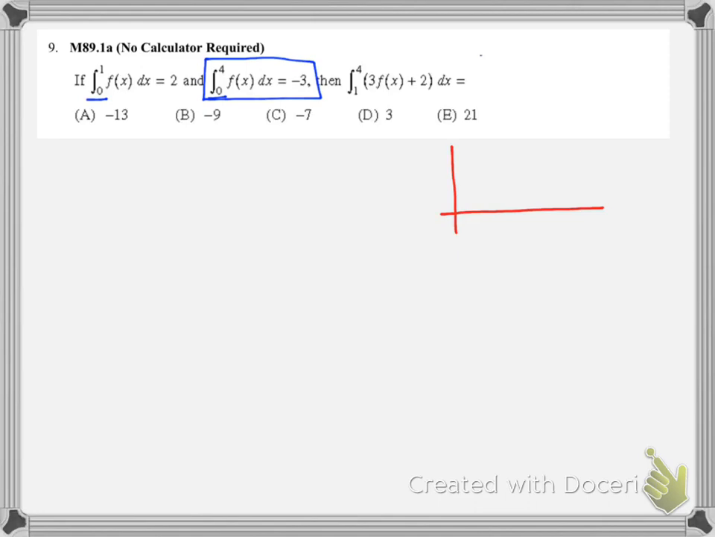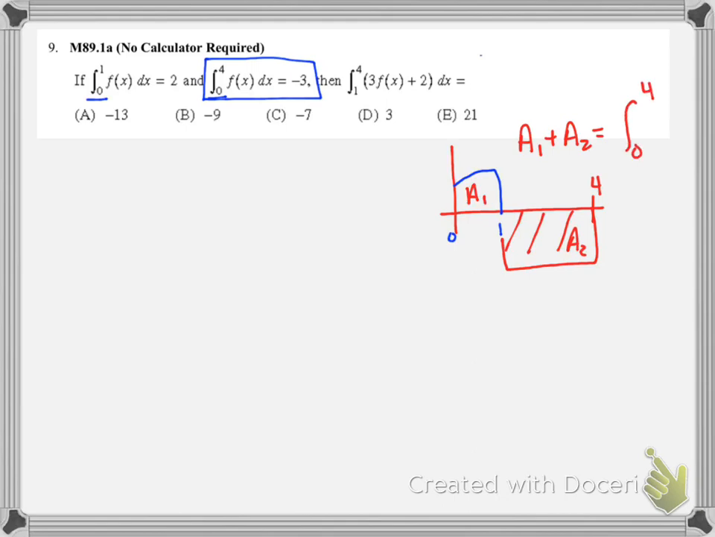I've got some area from 0 to 1, and another area from 1 to 4. We'll call this area 2 and area 1. And area 1 plus area 2 make the entire integral from 0 to 4.